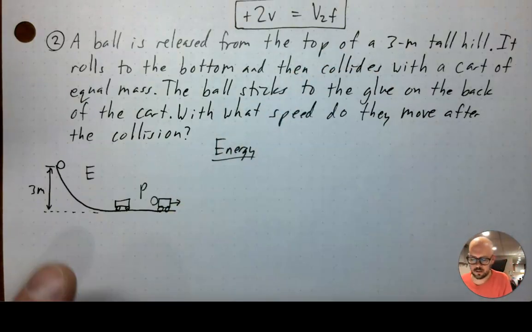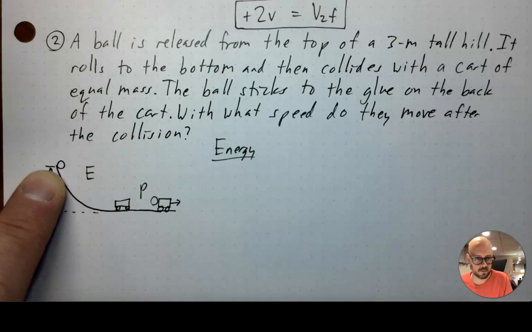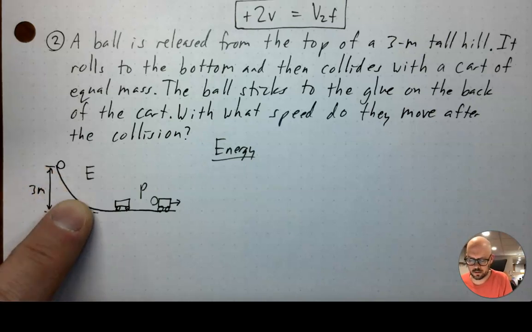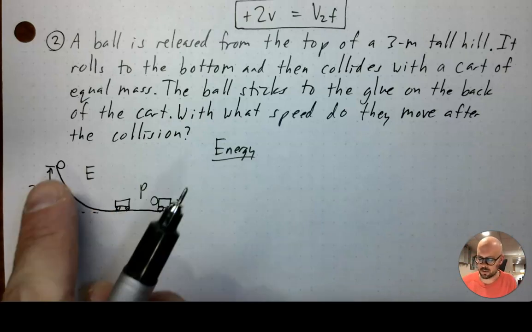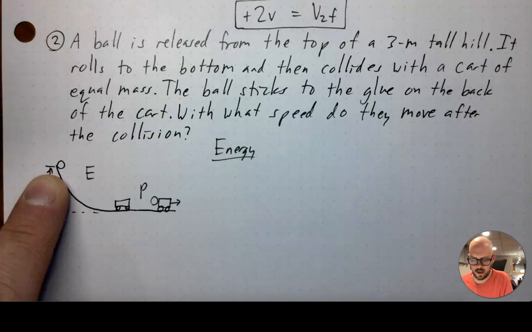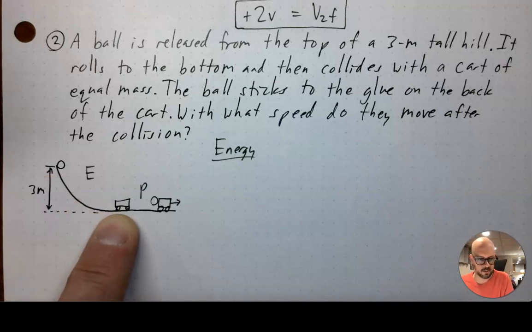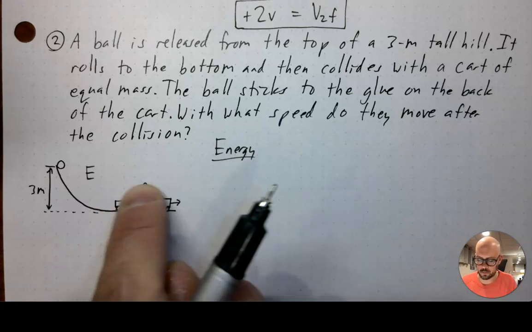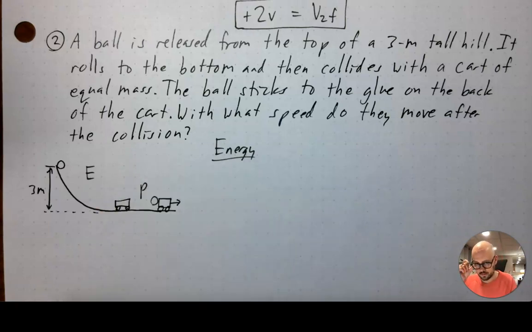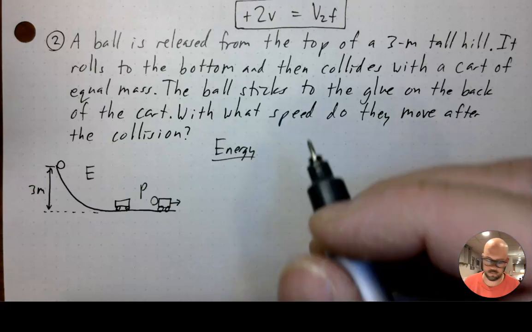The idea here is the mechanical energy of the ball-Earth system is going to be constant all the way down until it collides with the cart. So we're going to use conservation of energy to figure out how fast the ball is going when it hits the cart. Once we know that, we're then going to apply conservation of momentum to figure out how fast the two of them are moving after their collision.